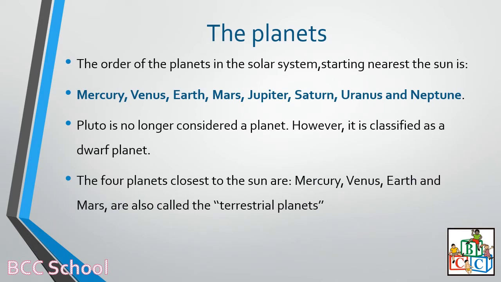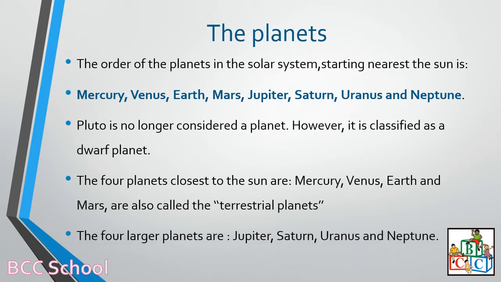However, it is classified as a dwarf planet. The 4 planets closest to the Sun are Mercury, Venus, Earth, and Mars, which are also called the terrestrial planets. The 4 larger planets are Jupiter, Saturn, Uranus, and Neptune. You can note all this down in your copybook.